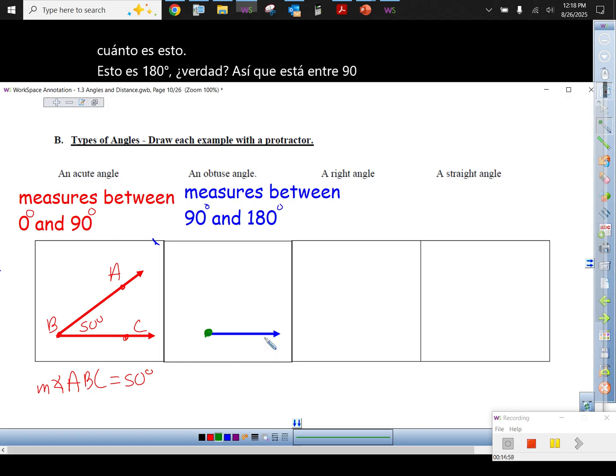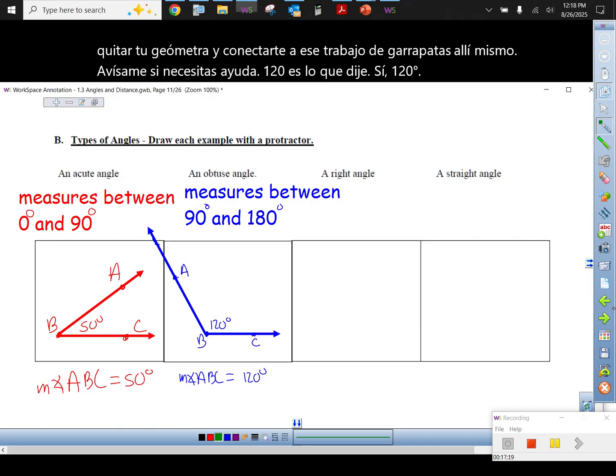And then what you've got to do is remove your geometer. Sorry about that. You've got to remove your geometer and connect to that tick mark right there. Let me know if you need help. 120 is what I said. Yes, 120 degrees. We'll do them all together.